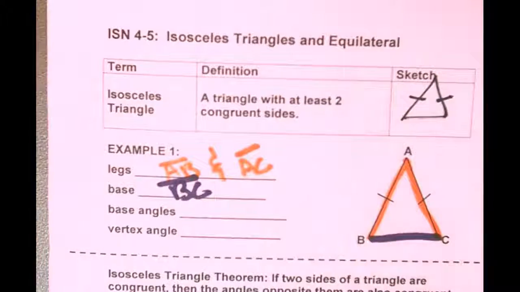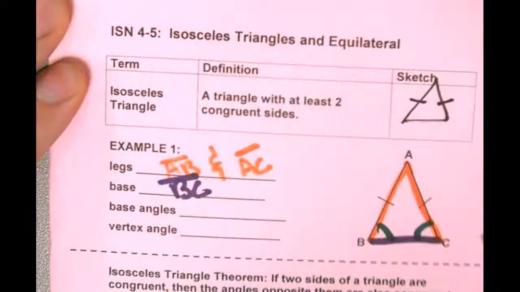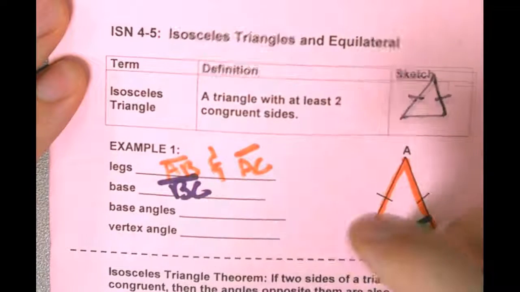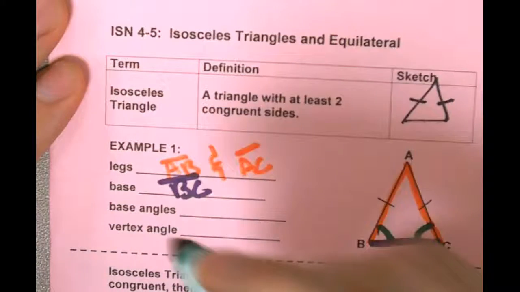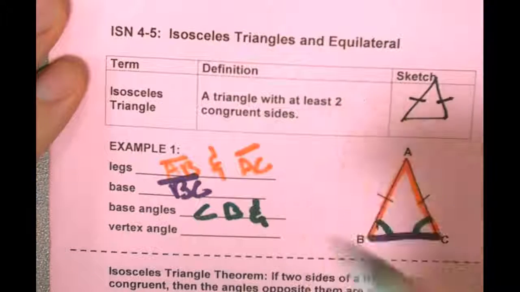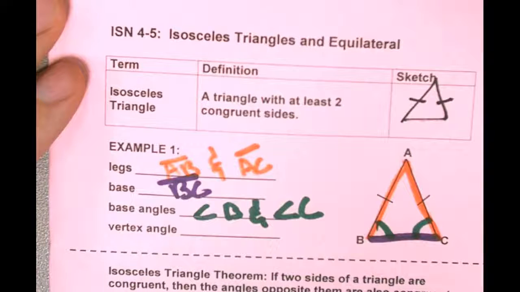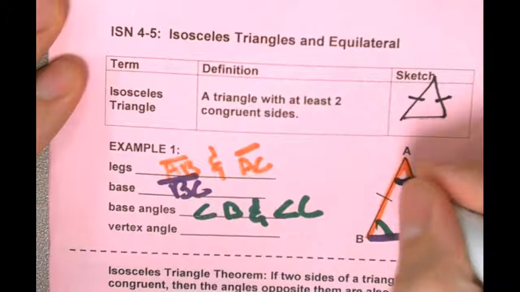Which ones do you think are our base angles? Angle B is a base angle, and angle C is a base angle. Why are they base angles? Because look, they're on the base. Yep. Finally, which one do you think is our vertex angle? A. That's the four different parts to an isosceles triangle.